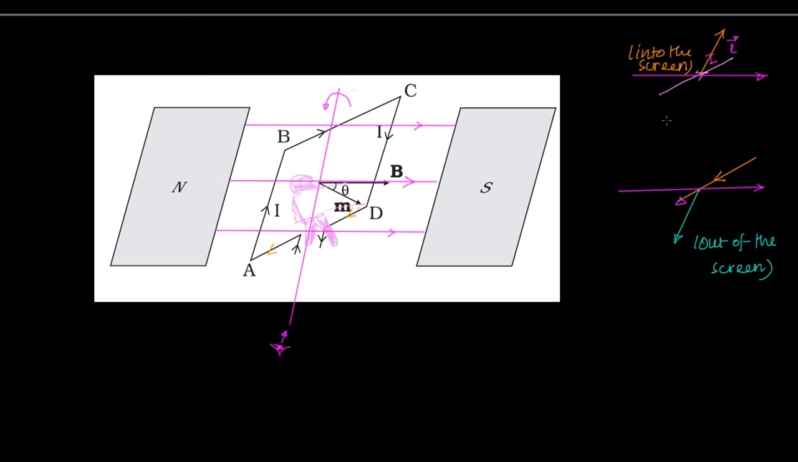They'll try to come out of the slot. Okay, that force will be there. But due to that, there is no net force on the whole thing.